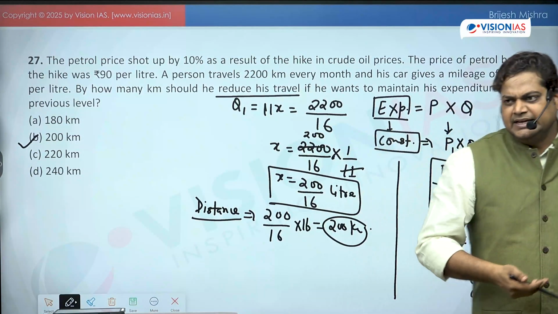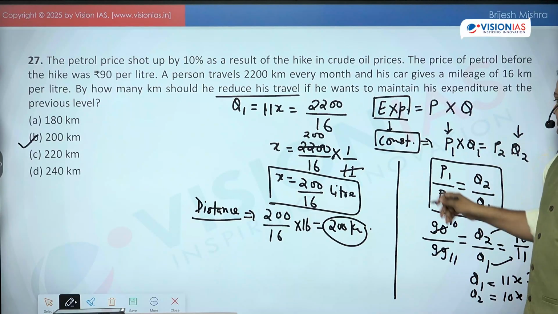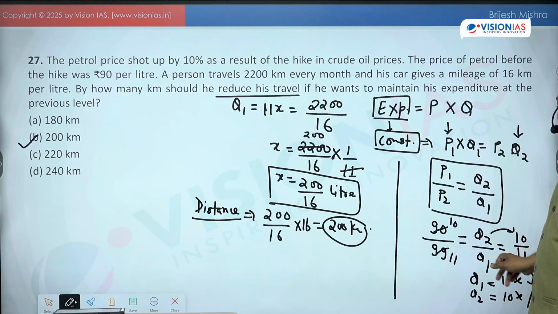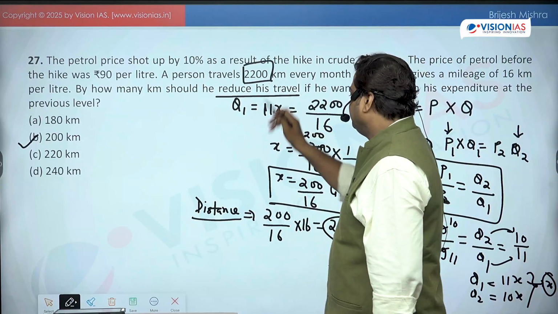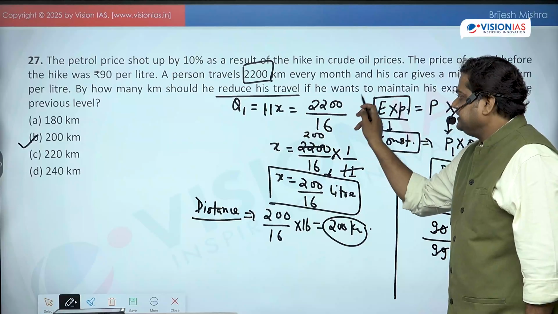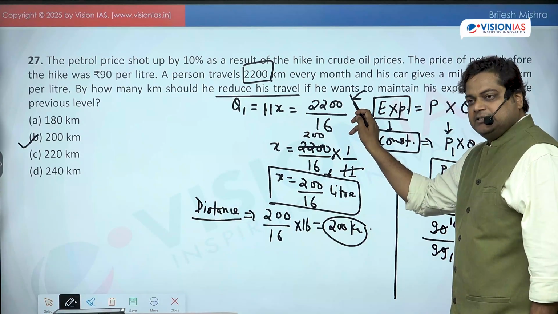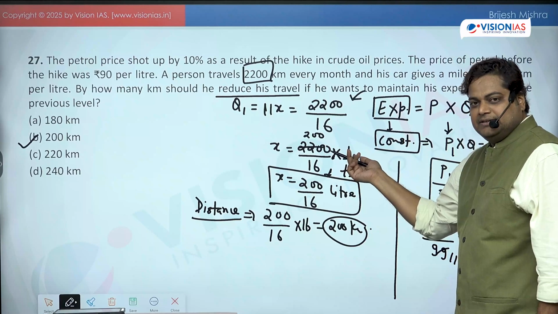ऐसे कर सकते हैं आसानी से, या फिर सिंपल 2200 किलोमीटर से भी निकाल सकते थे कि 10 by 11, Q2 by Q1. X is what? यहाँ पे 16 भी हटा दो, x की वैल्यू like 11x is equal to 2200 kilometers. So x is what? 200 kilometers.